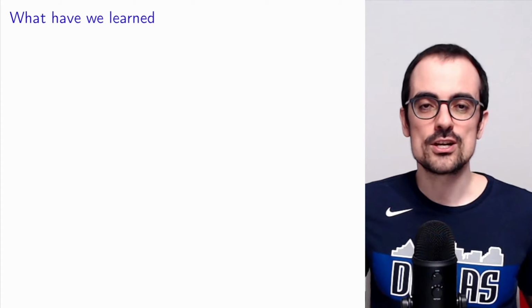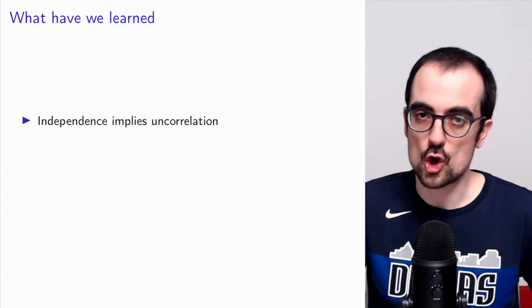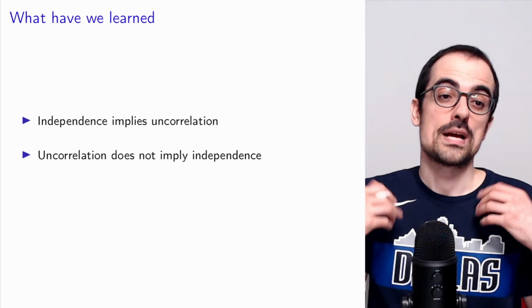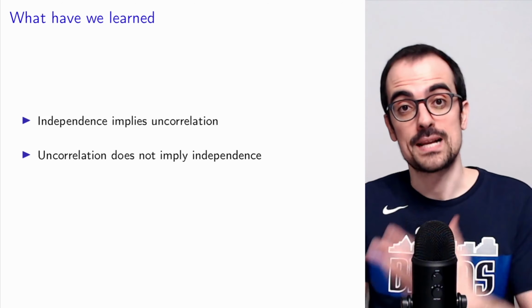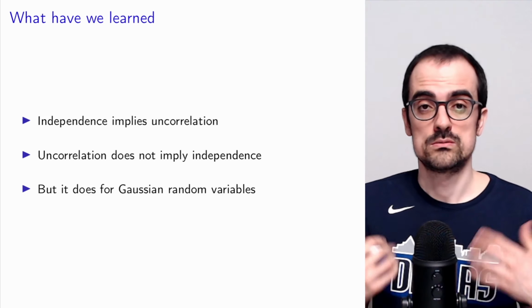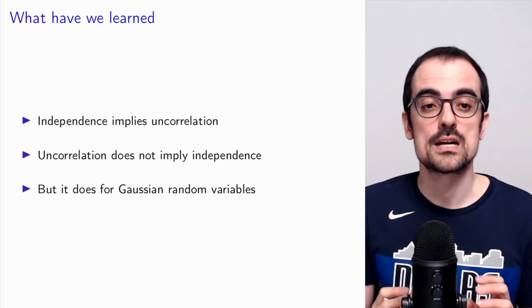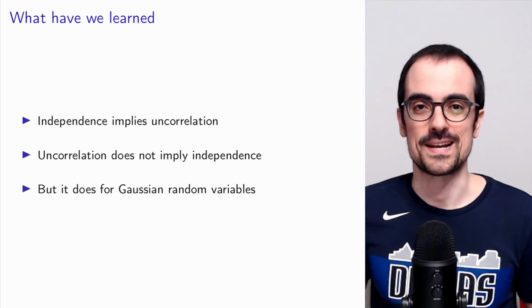All right, so what have we learned? We have learned that independence implies uncorrelation always. We have learned that uncorrelation does not imply independence. We saw a couple of examples of that. And we also saw that for Gaussian random variables, it does. For Gaussian random variables, uncorrelation does imply independence.